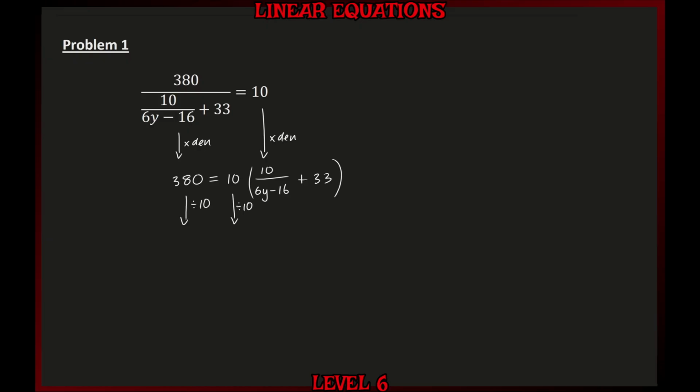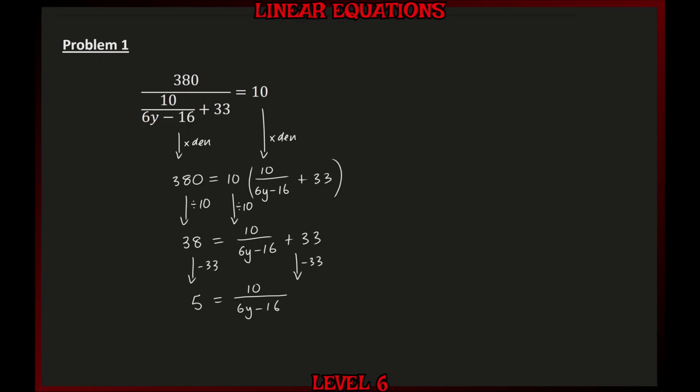Now on the left, 380 divided by 10 gives us 38, and on the right, the times 10 and the divide by 10 cancel out to just leave us with what was inside the bracket, so 10 over 6y minus 16 plus 33. Staying on the right hand side, we can now remove the plus 33 from that side to leave the fraction on its own, and we can do this by subtracting 33 from both sides. And on the left, 38 minus 33 is 5, and on the right, the plus 33 and the minus 33 cancel out to just leave us with 10 over 6y minus 16.